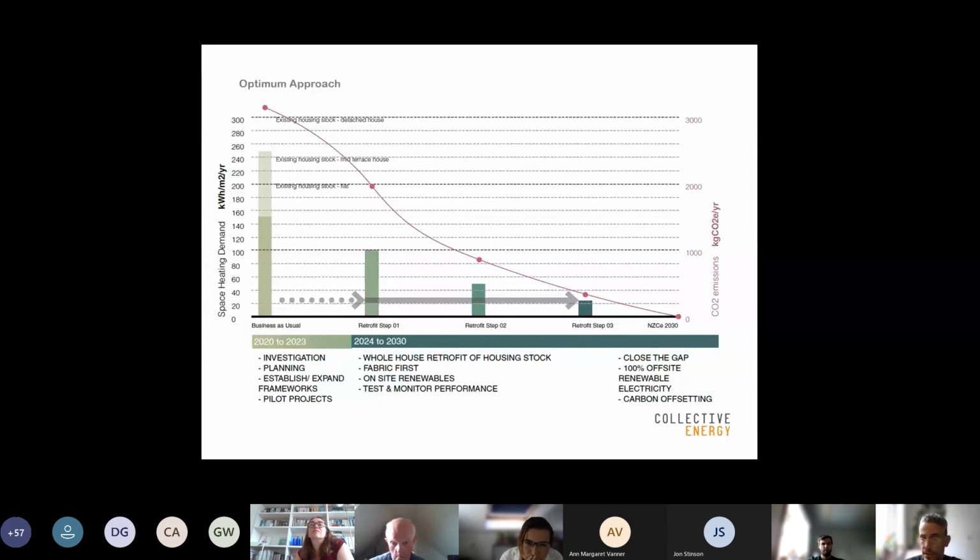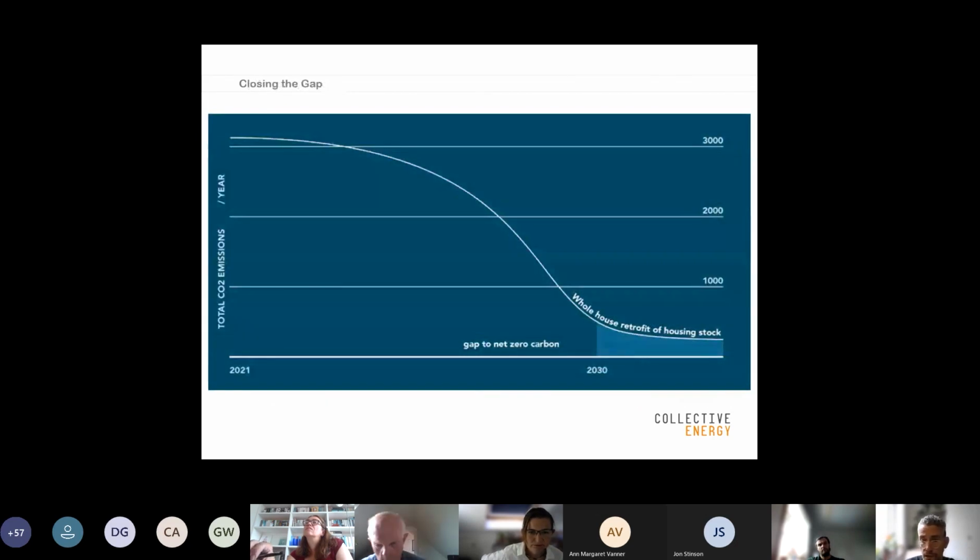As a timeline, thinking about how we can get to where we need to be between now and 2030, I think in the next few years we need to carry out our investigation and planning work, establish and expand frameworks, and make sure that pilot projects are being pushed forward. Then from 2024 onwards, we're really pushing for whole house retrofit to be implemented across the nation's housing stock, using fabric first, using on-site renewables, and making sure that we're testing and monitoring performance. At the end of that, we're closing the remaining gap, ideally through off-site renewable energy. If that can be linked through direct wire, that's ideal. Otherwise, through carbon offsetting. So those are some methods for closing that gap.